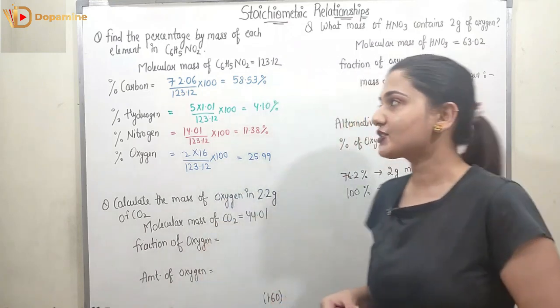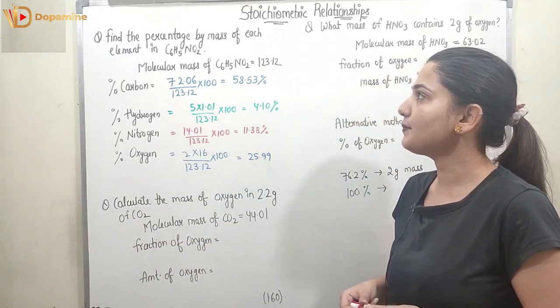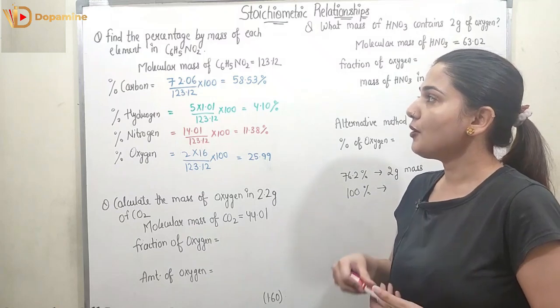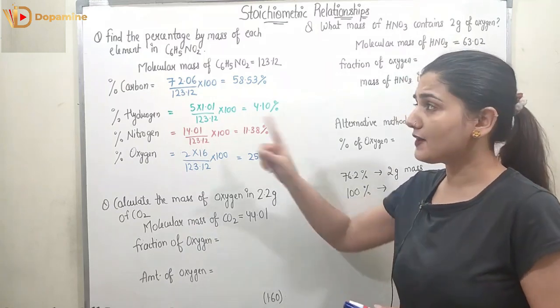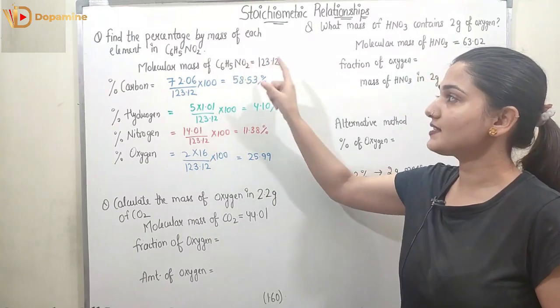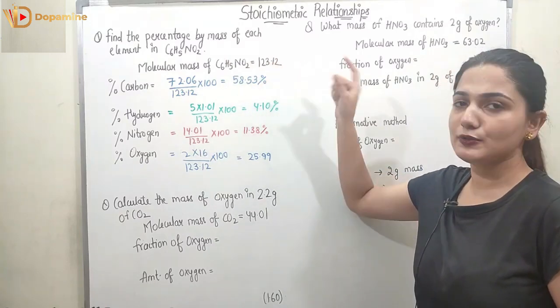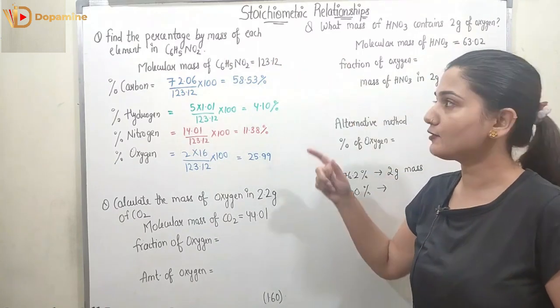So let's start our discussion with the first question. It states: find the percentage by mass of each element in C6H5NO2. Now we have to first find out the molecular mass of C6H5NO2. So the molecular mass would be 123.12. I hope you remember how to calculate it.